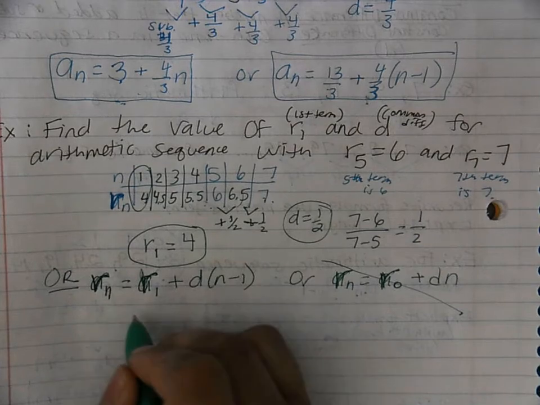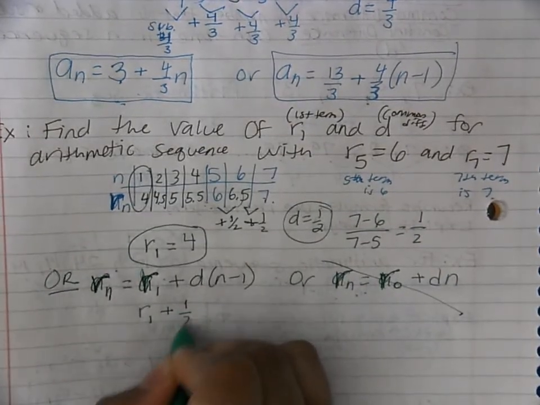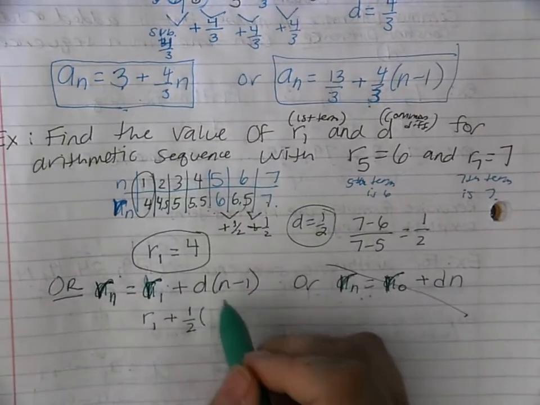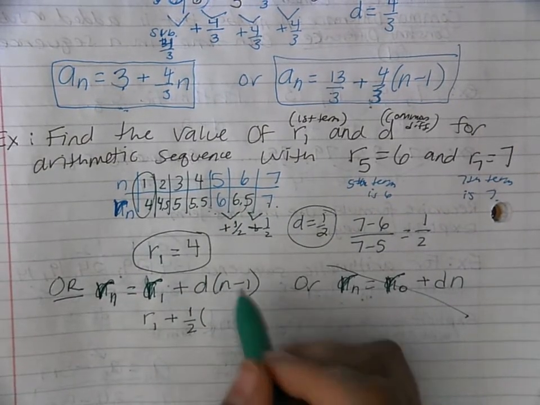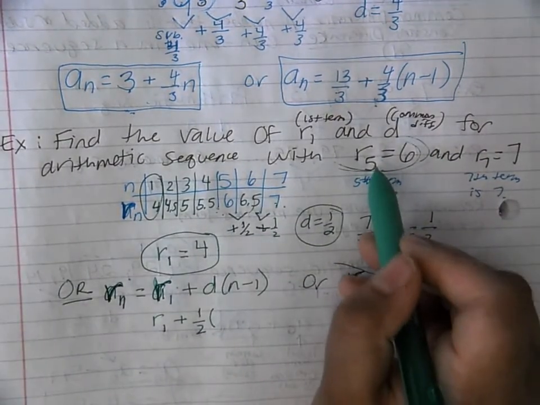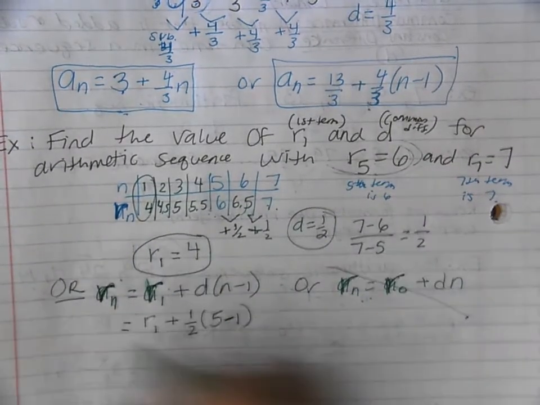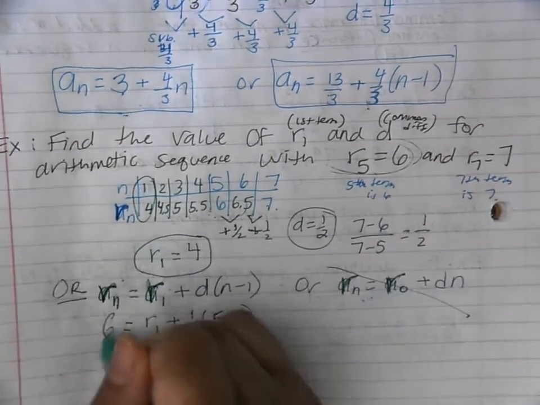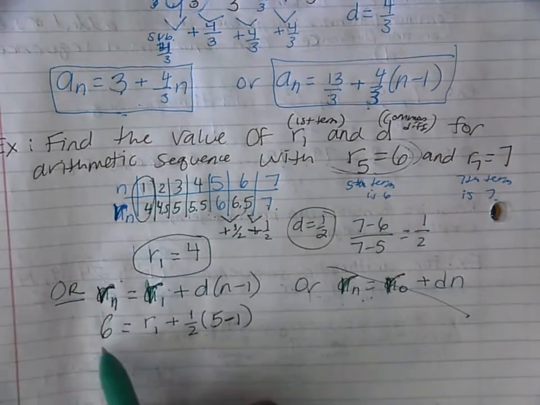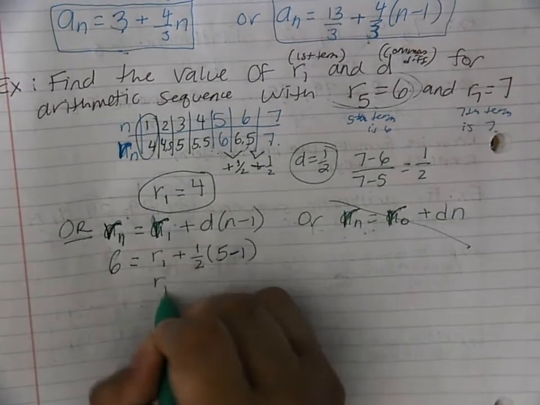So if I was to use it, we're looking for r sub 1. I don't know what it is. I do know that d is 1/2. Now what you would do is plug in any n with the r sub n that you know. For example, I could use the first one. At r sub 5, that means at the 5th term, r sub n would be 6, right? So I'm substituting in n and r sub n like your x and y. It's like an ordered pair. And then you just simplify and solve for r sub 1.